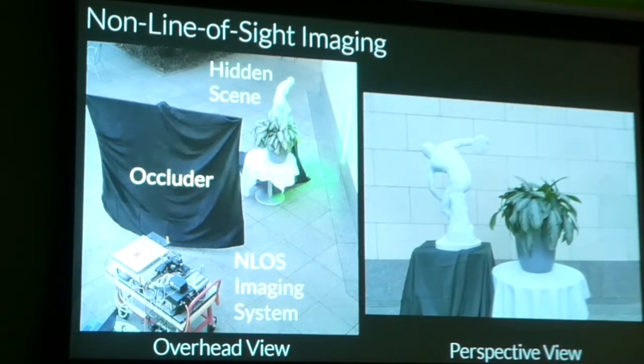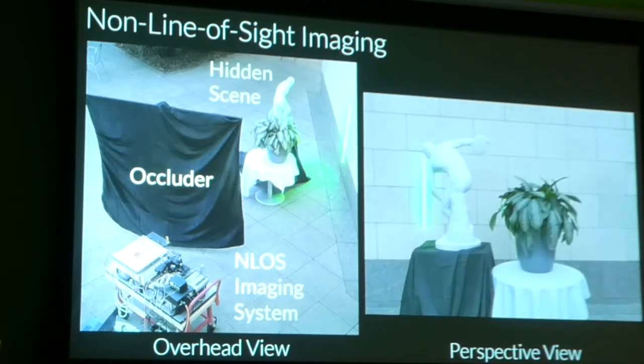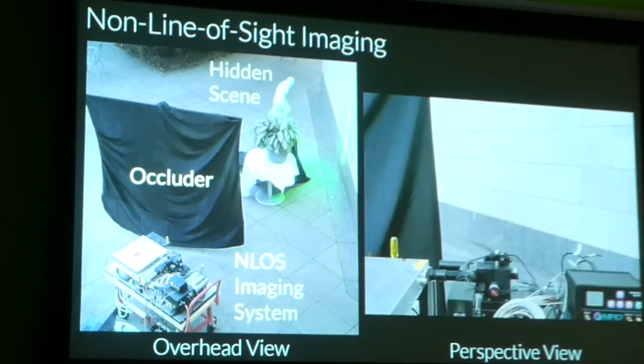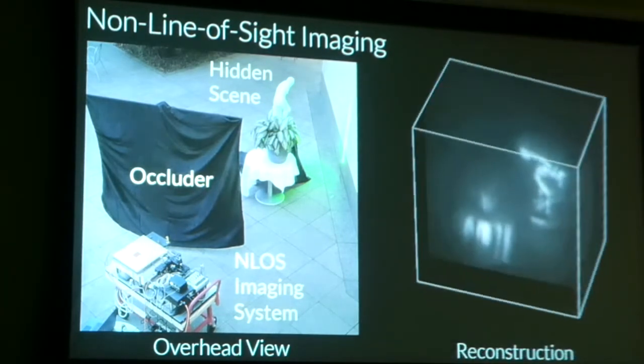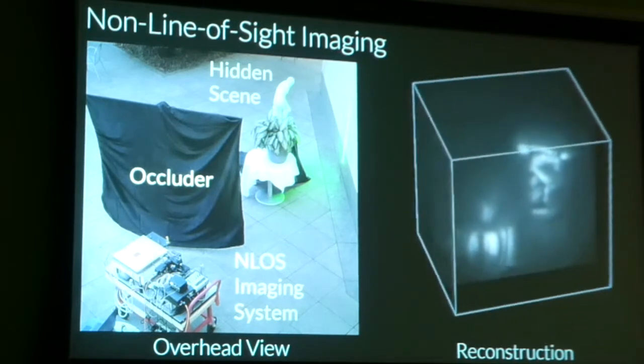And we'd like to image these objects. But we can use a laser to illuminate the wall, and some of that light will reflect off the wall to the hidden objects, then come back to the wall, and then back to our camera. You can actually see the light from the wall hitting the statue, and then some of that is bouncing back to the wall and back to our camera. And from these indirect measurements of the multiply scattered light, we'd like to reconstruct the 3D geometry of these hidden objects. And actually we can do this pretty well.